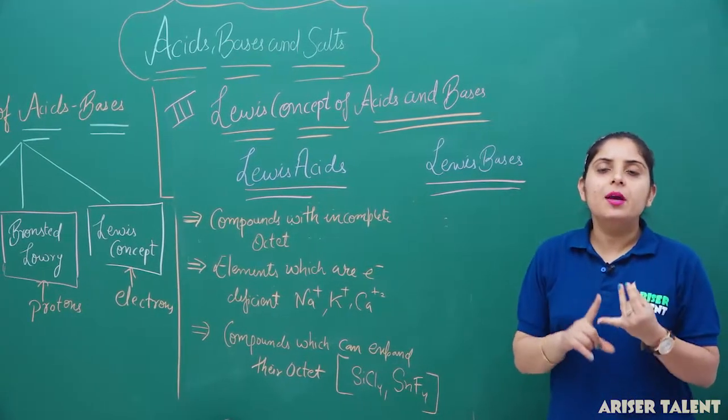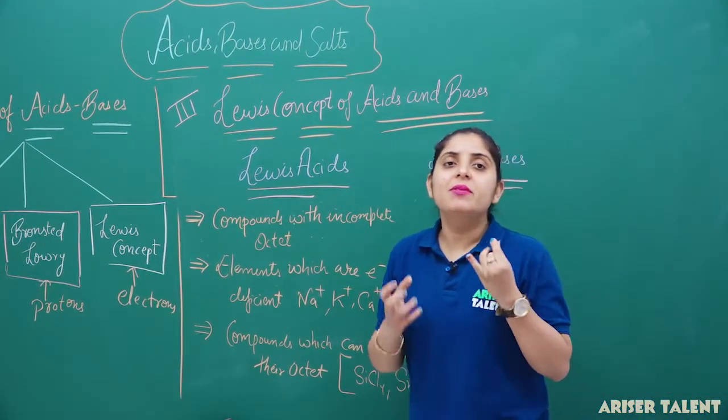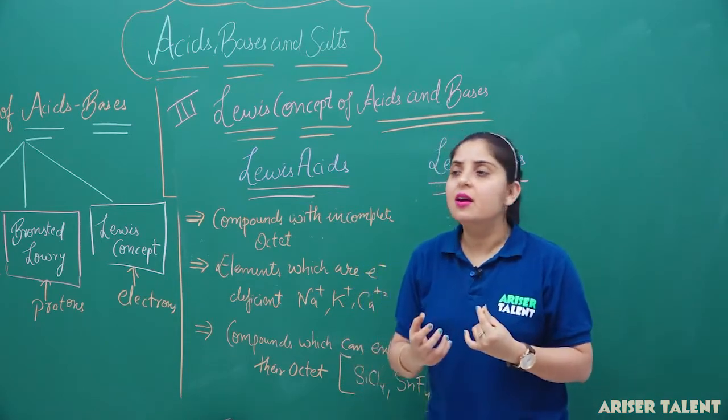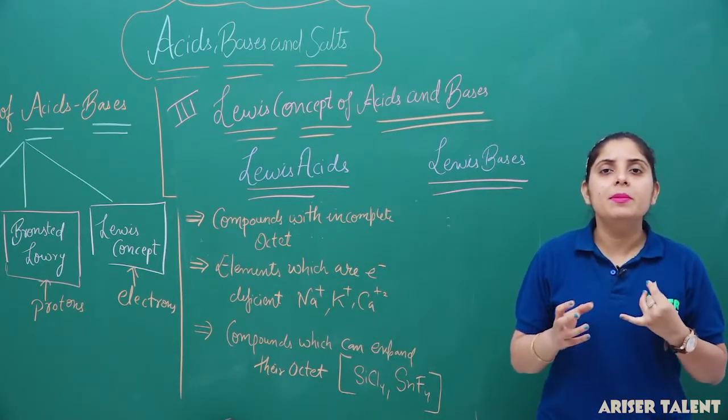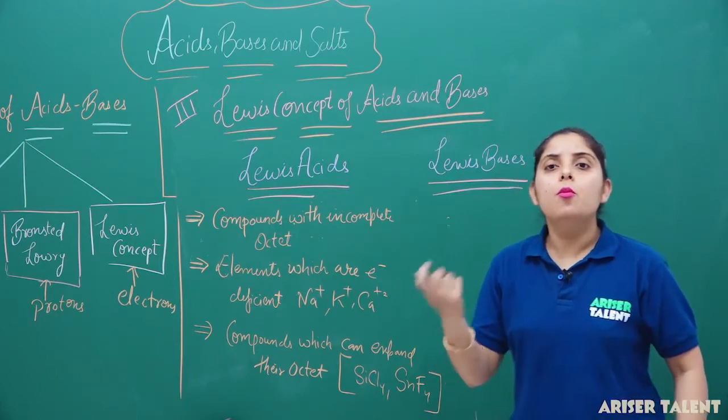Firstly, those which have an incomplete octet. Secondly, those which have a tendency to expand their octet, and thirdly, those which are electron deficient. It means they have a tendency to acquire more electrons.